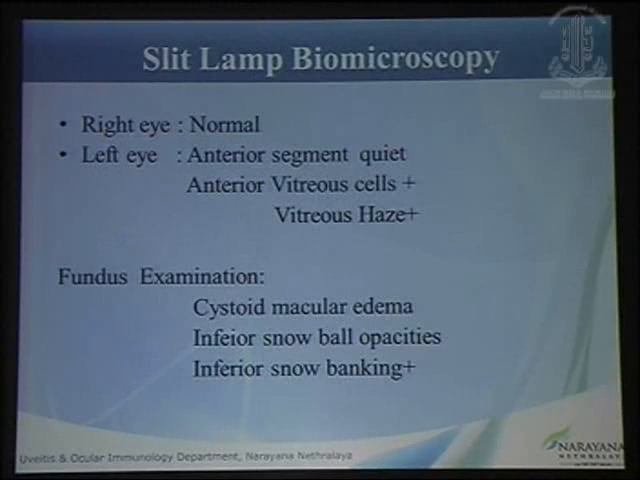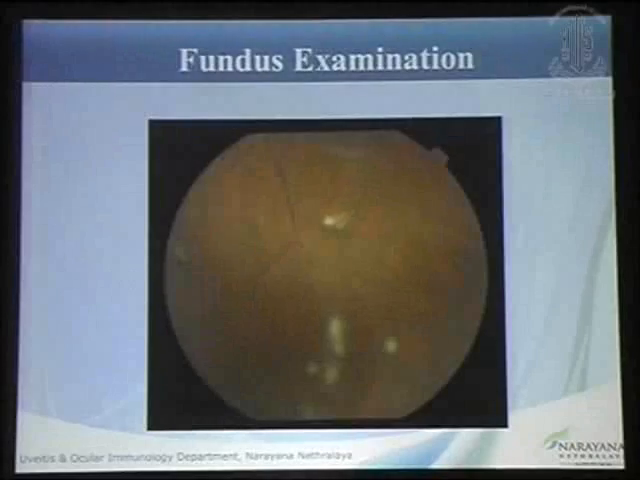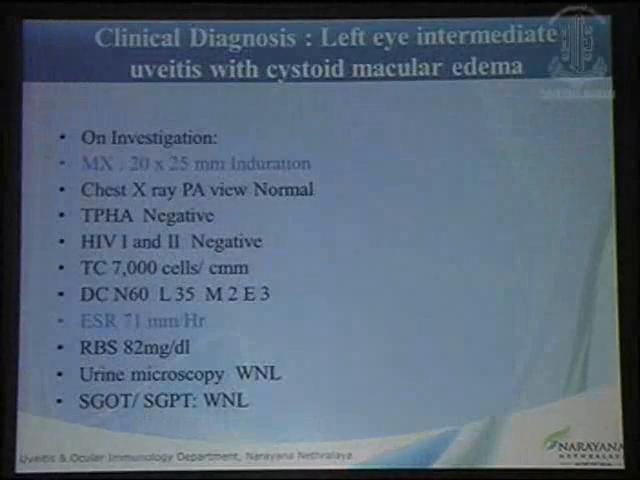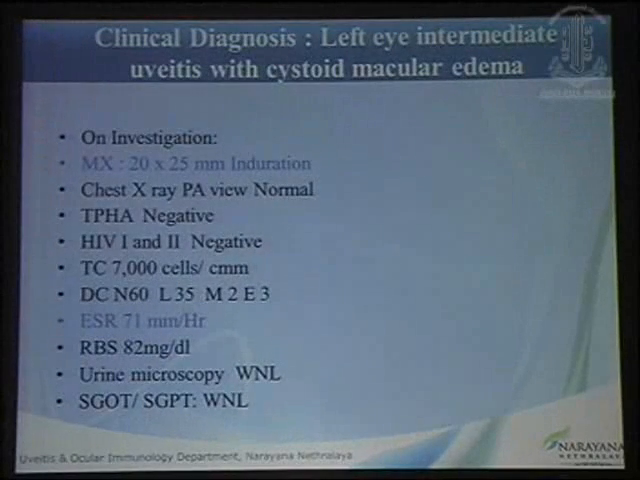Right eye examination was normal. Left eye anterior segment is quiet. Anterior vitreous showed 1+ cells and vitreous haze of 1+. On fundus examination, there was cystoid macular edema, with inferior snowball opacities and snowbanking seen. Clinically, we diagnosed the patient as left eye intermediate uveitis with cystoid macular edema.